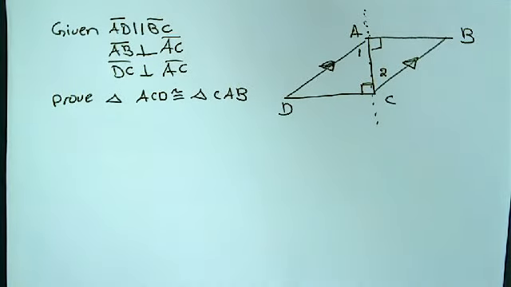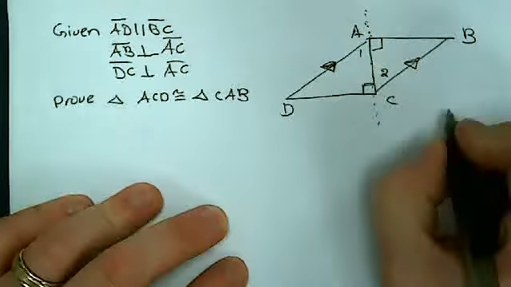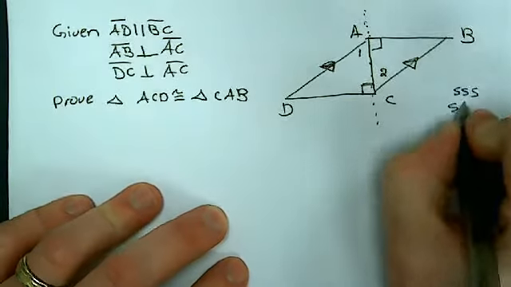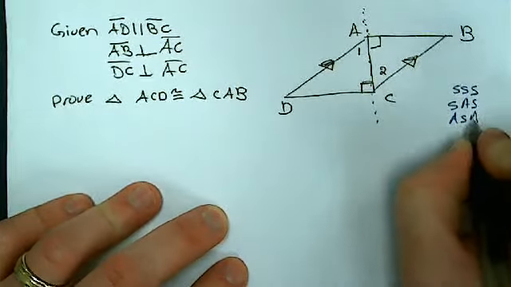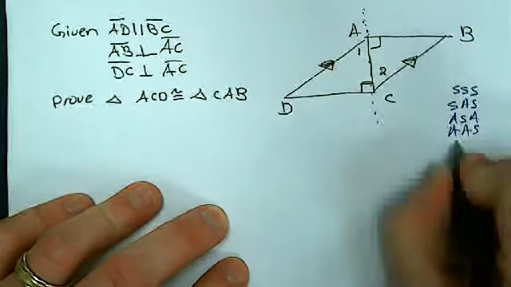All right, so there's our proof that we're going to tackle. We're going to use one of the triangle congruencies in here. So I remember my options, I'll write them down over here in the margin. Side, side, side; side, angle, angle; side, angle, angle, side; and hypotenuse leg.